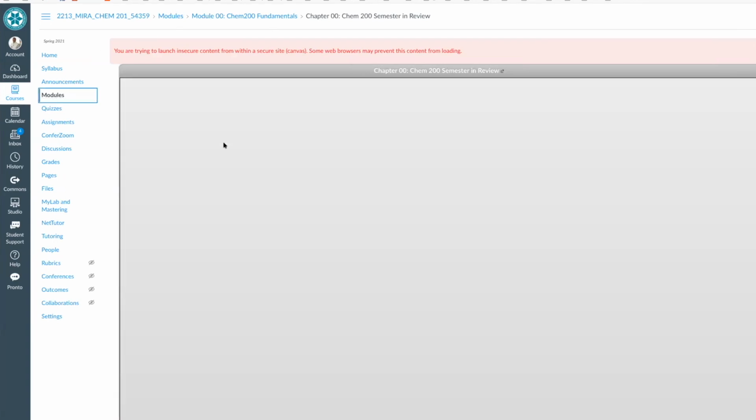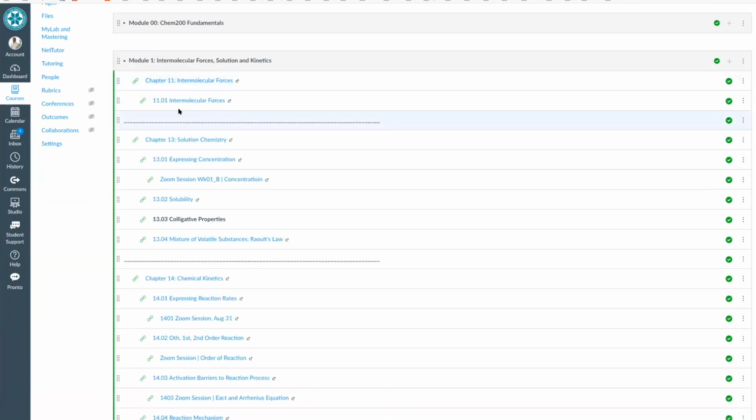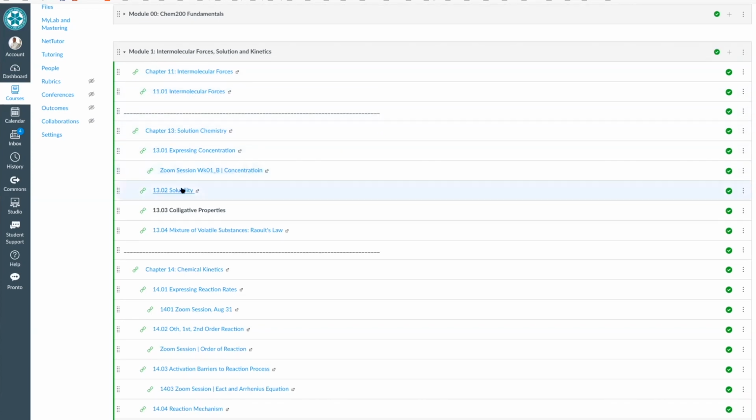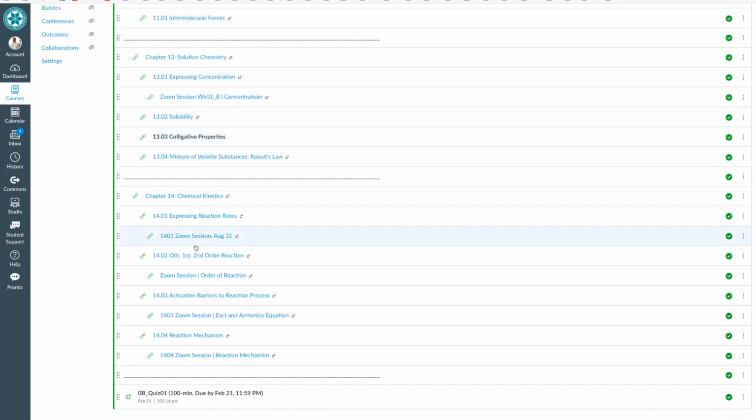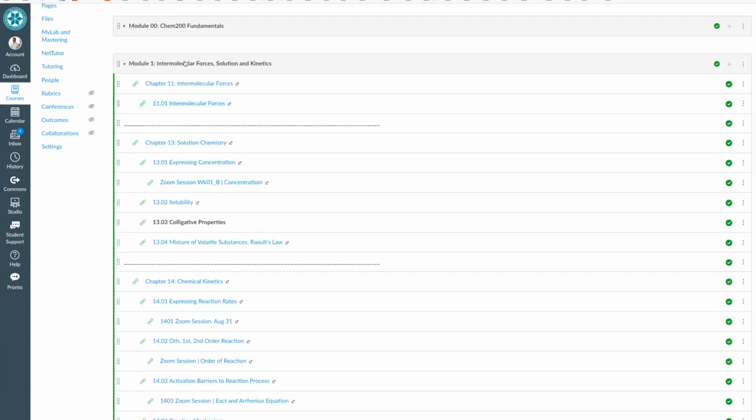So let me go back, and then let me collapse that. This right here is module 1. Your first quiz is based on this. It's going to be intermolecular forces, solubility, concentration, and then kinetics. So you can see that it pretty much goes in the order of the book: Chapter 11, we skip 12, we go to 13, then we go to 14.